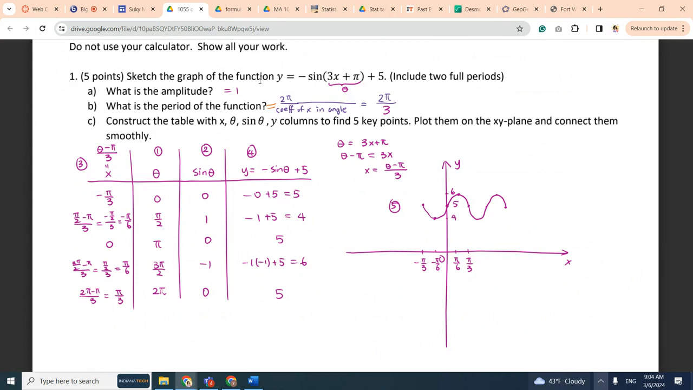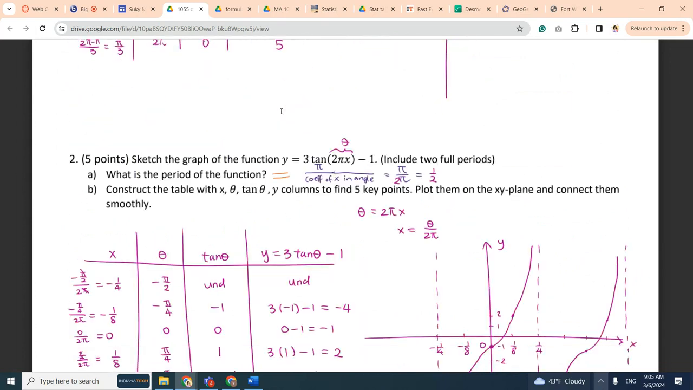Amplitude is always positive. You're actually looking at the absolute value of the number multiplied by the trig function. And the period is 2 pi over 3, and period is also positive. Okay, so if you have a minus sign in front of 3x, then you're doing 2 pi over the absolute value of negative 3. Is that clear, everybody? Your amplitude and your period, they are positive.